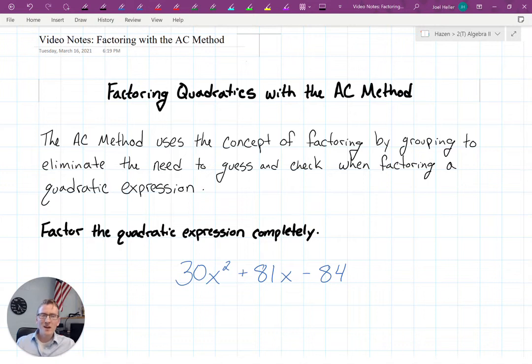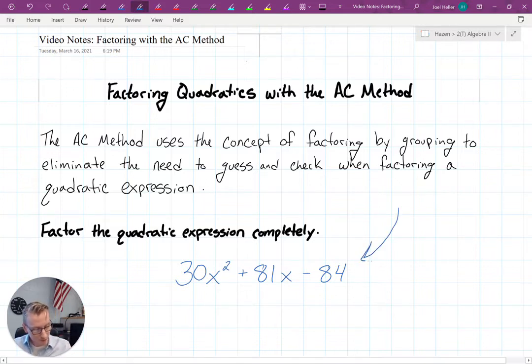Hello everyone. Today we're going to be talking about the AC method for factoring a quadratic expression. Now, the AC method basically uses the concept of factoring by grouping, along with the product of the leading coefficient and the constant term, in order to eliminate the need for guessing and checking when you're factoring. Let's take a look at this example right here.